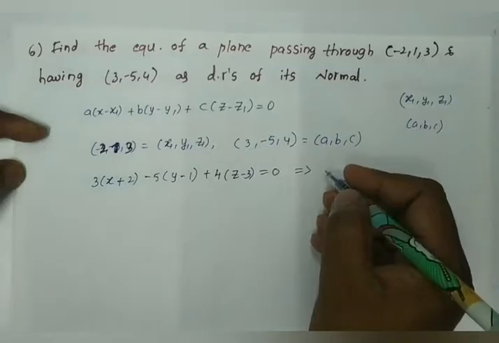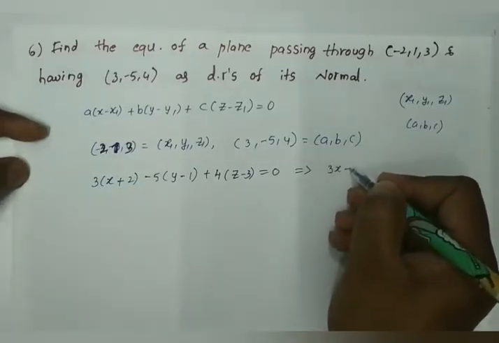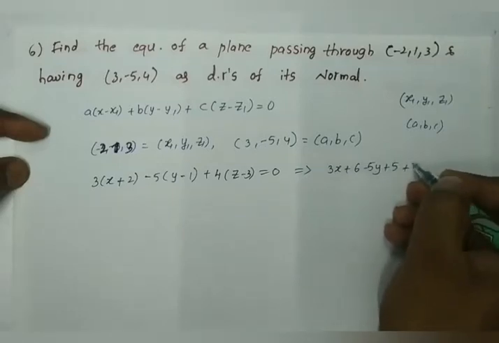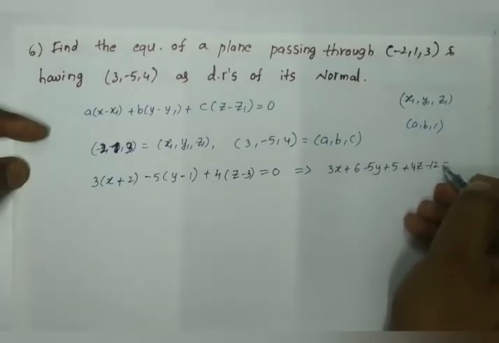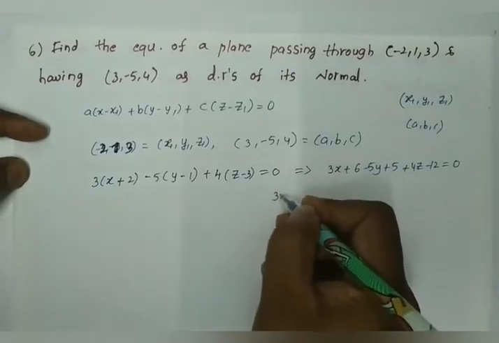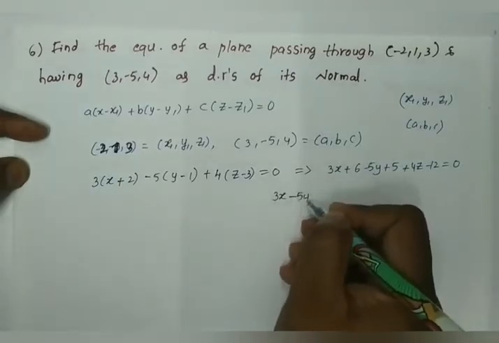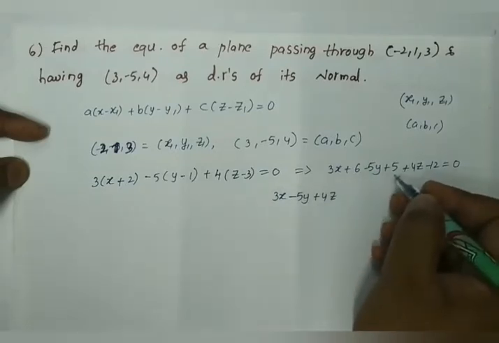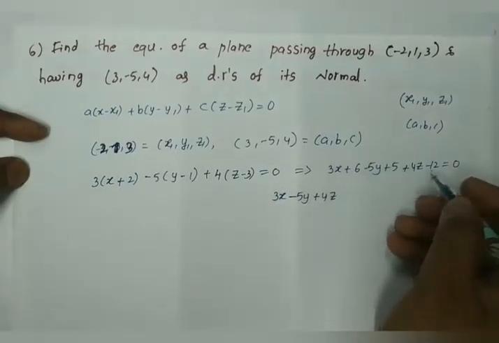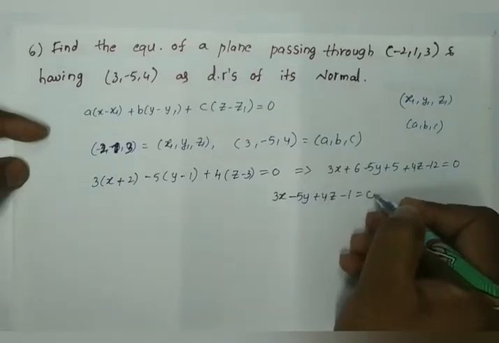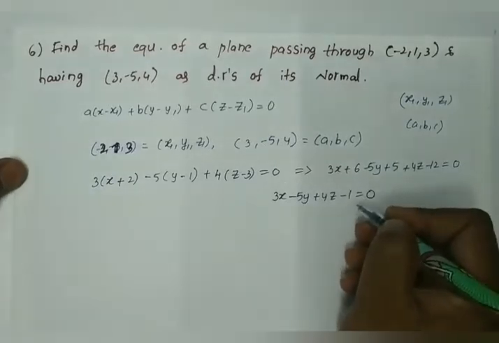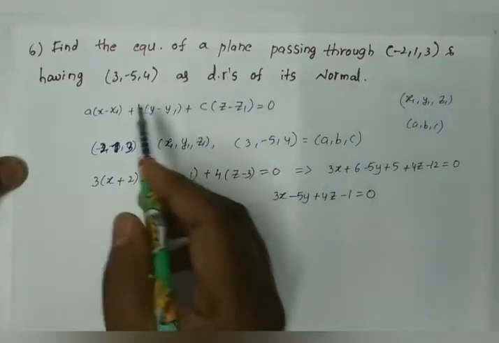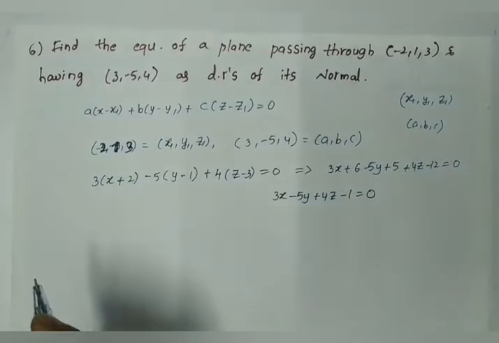Which implies 3x plus 6 minus 5y plus 5 plus 4z minus 12 is equal to 0. So this equation becomes 3x minus 5y plus 4z plus 6 plus 5 minus 12, which is nothing but -1, is equal to 0, which is the equation of a plane passing through the point -2, 1, 3 and having direction ratios 3, -5, 4.